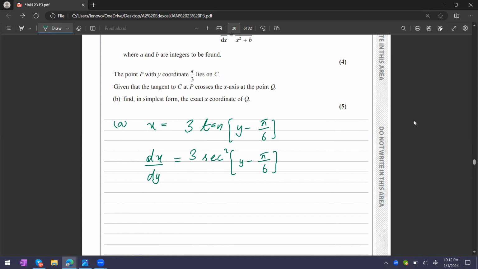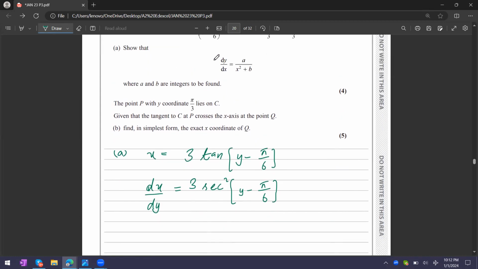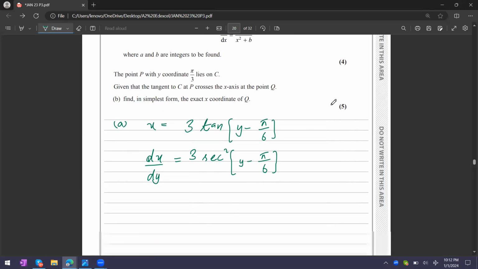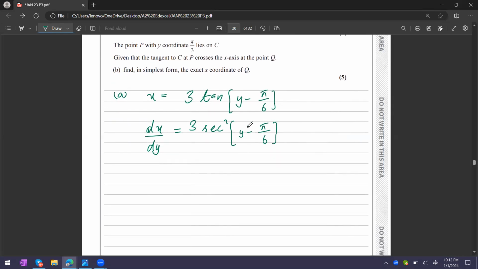Now you can see they don't want any secant or any trigonometric function. We need to achieve just x in terms of x and letters. So we need to get rid of this secant square. Okay. We can use the identity 1 plus tan square x is equal to secant square x. So we are going to replace secant square y minus pi by 6 as 1 plus tan square of y minus pi by 6. 3 into tan square.